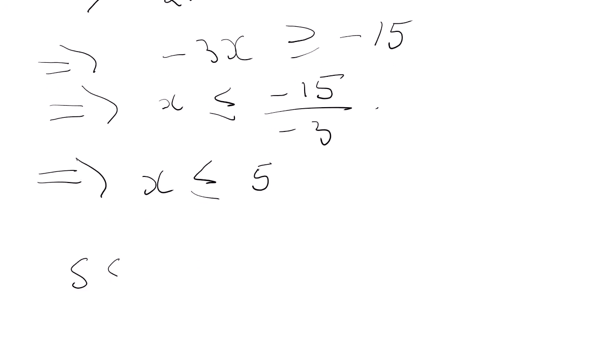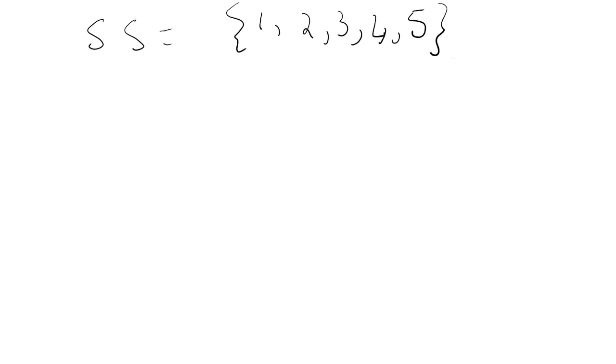So the solution set we have 1, 2, 3, 4, 5, 5 also included because it is less than or equal to. Okay? So in this question it did not ask you to show it on the number line.